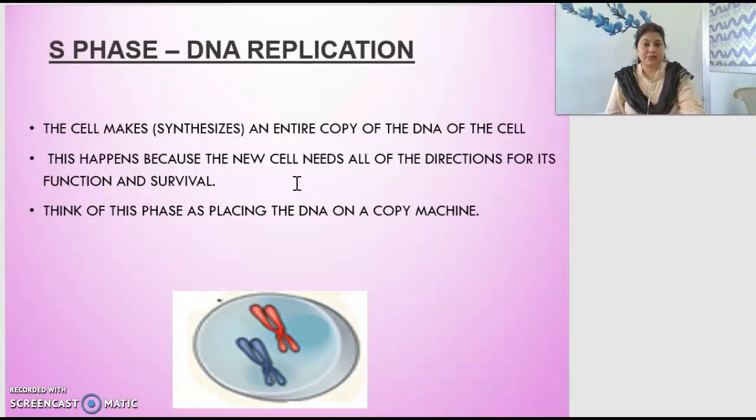The second phase is the S phase, known as the DNA replication or synthesis phase. The cell makes an entire copy of the DNA of the cell. This happens because the new cells also need a proportion of DNA for functioning and survival. Think of this phase as placing the DNA on a copy machine, and it makes a photocopy of its own DNA.